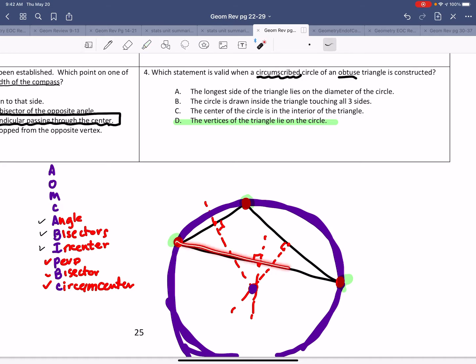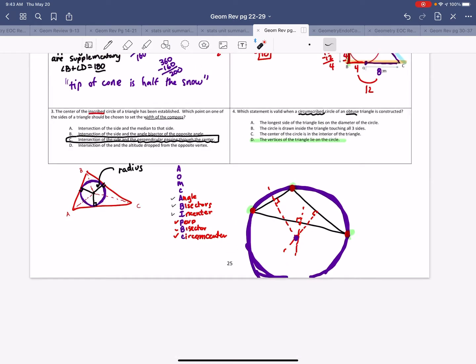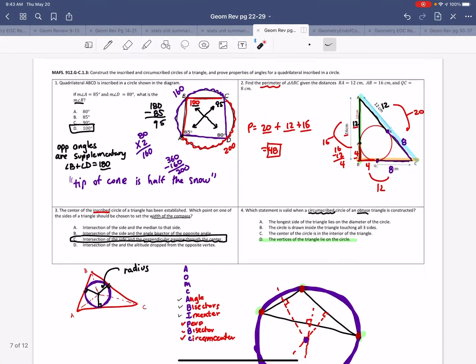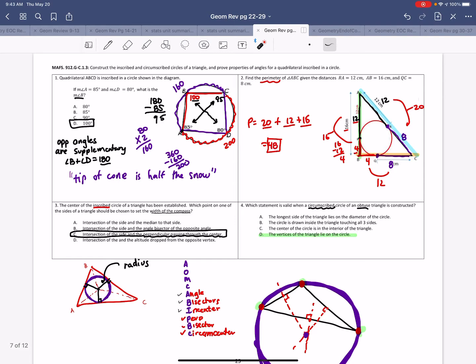We see no, this isn't the diameter. The diameter would have gone through it, so no. The circle is drawn inside? No, it's not drawn inside. It's outside. The center of the circle is interior? No, our center is actually outside. Okay. So that's this learning goal about inscribed and circumscribed triangles.